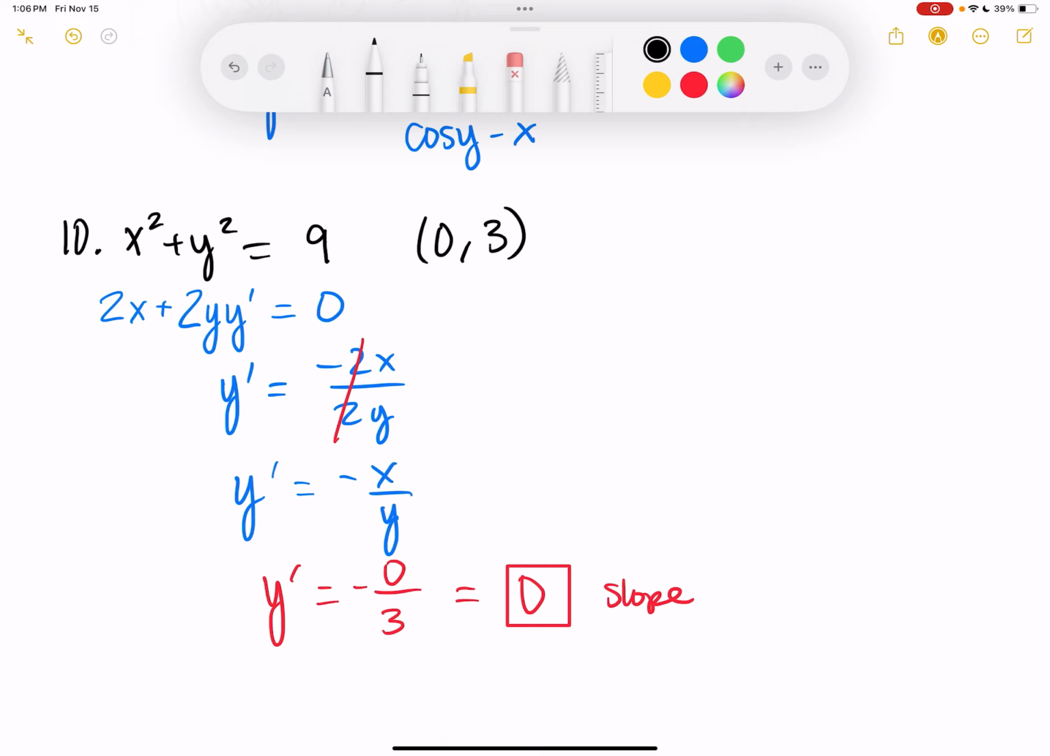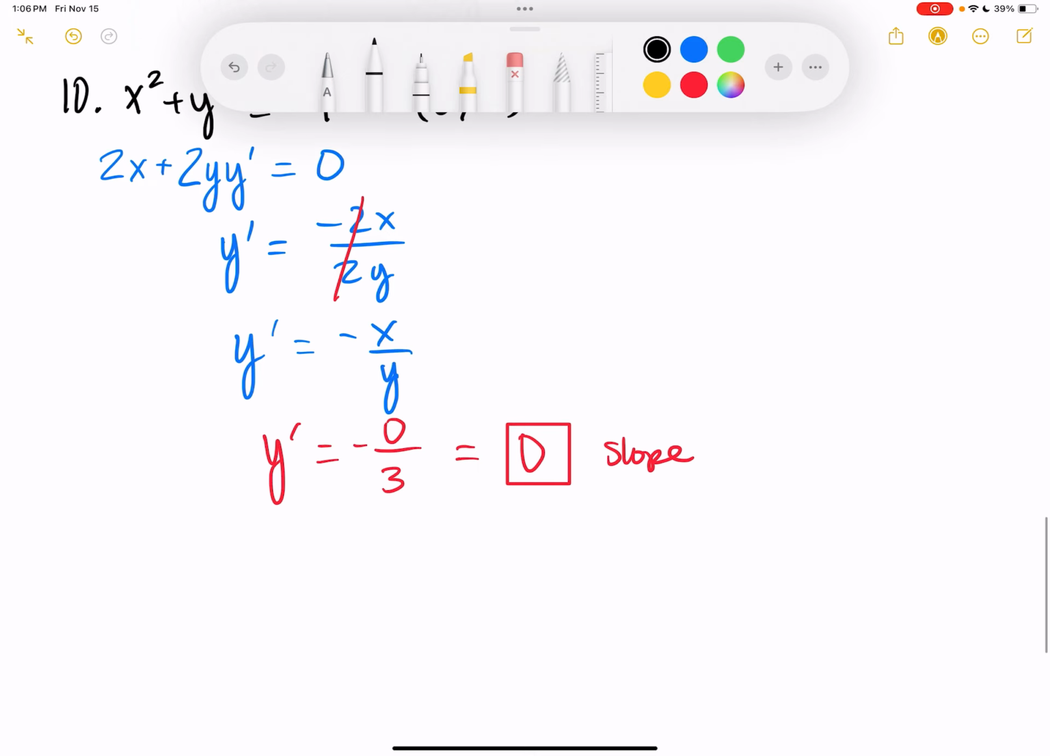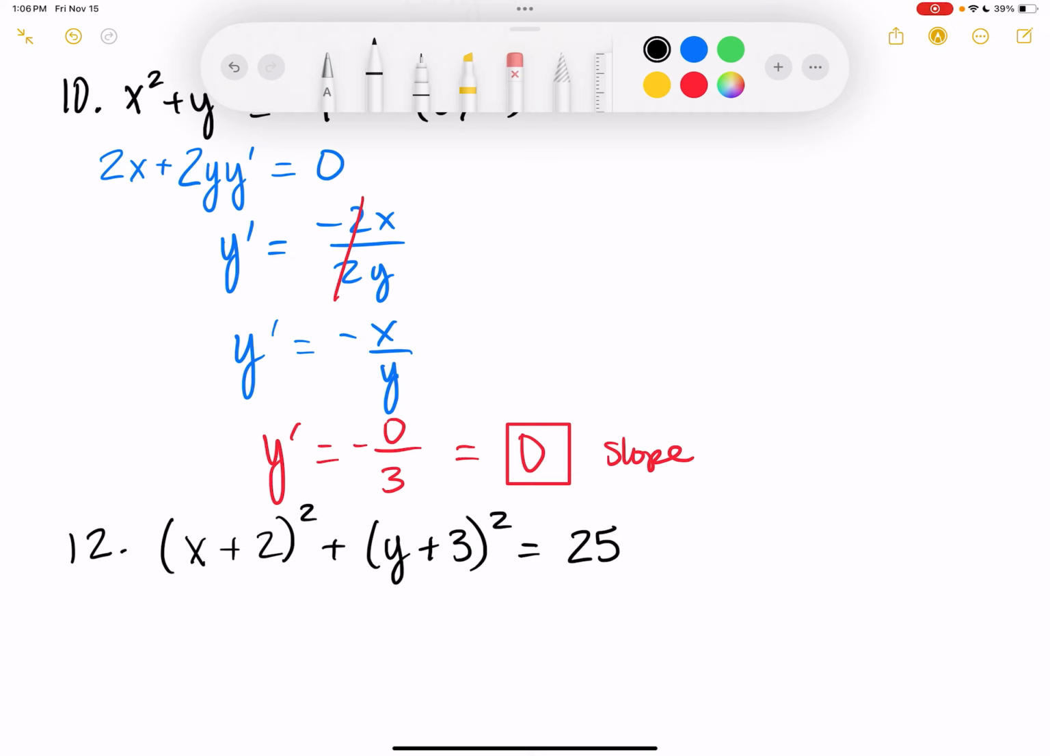All right, so this is a circle in standard form. (x plus 2) squared plus (y plus 3) squared equals 25. This is a circle in center radius form, which means we have more work to do. And the point on this one is (1, negative 7).